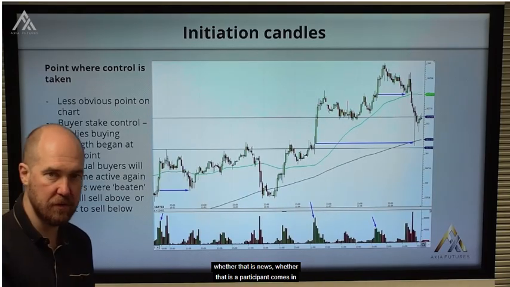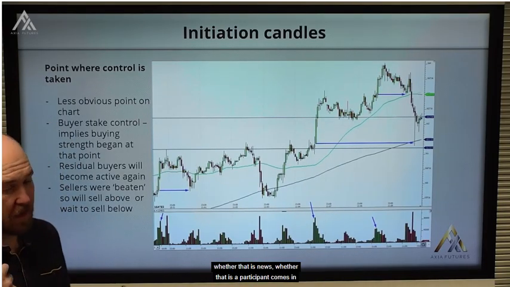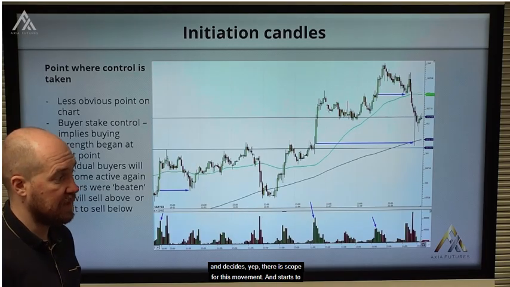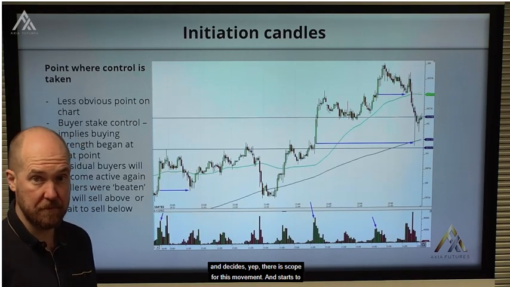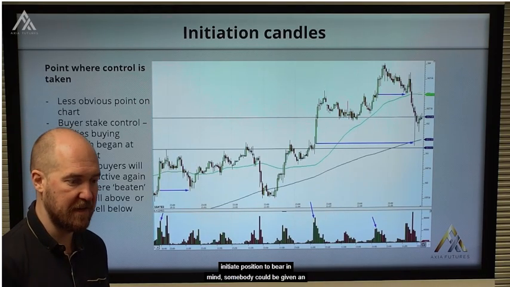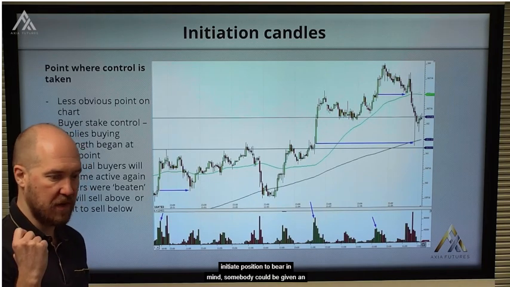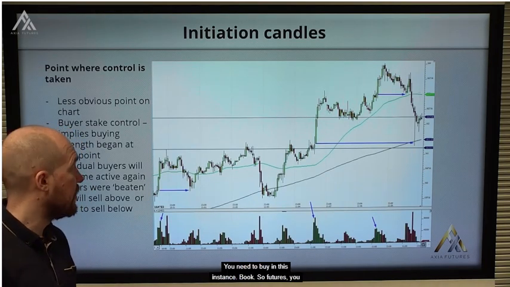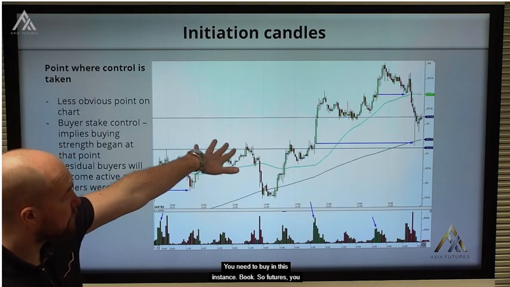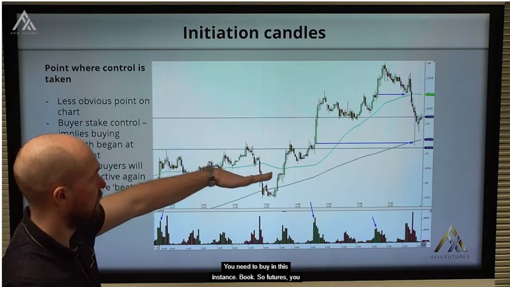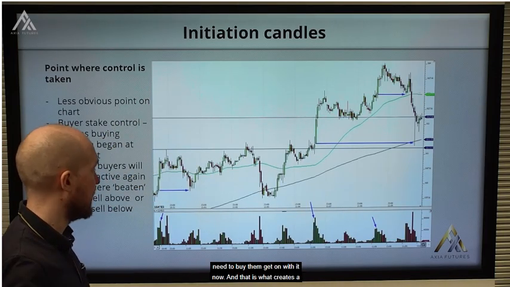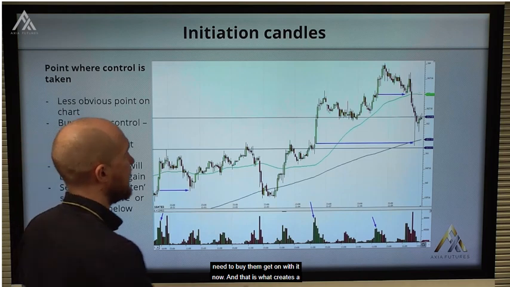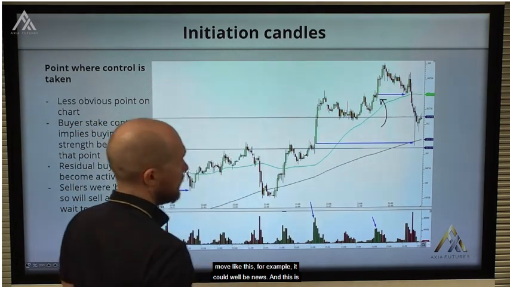Now, whether that is news, or whether a participant comes in and decides, yep, there is scope for this movement and starts to initiate a position. And bear in mind, somebody could be given an order at the bank or hedge fund they work for that says, right, you need to buy, in this instance, Bund futures, you need to buy them, get on with it now. And that's what creates a move like this, for example.